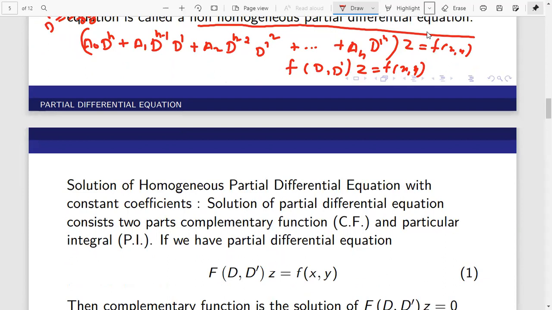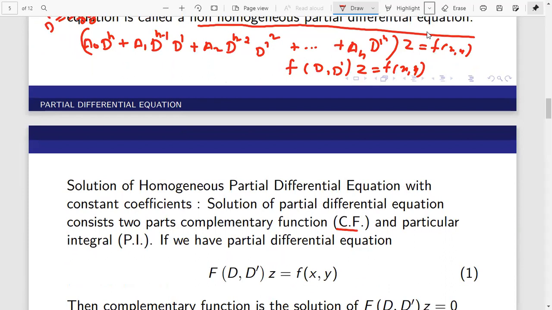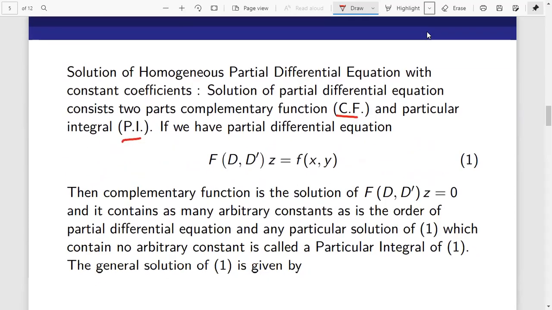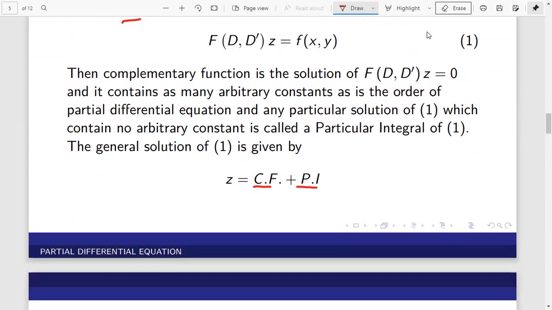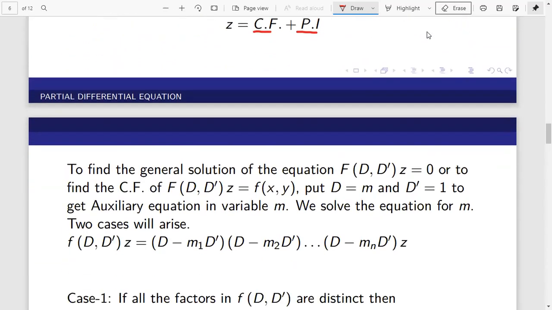The solution of the partial differential equation has two types: one is complementary function and another is particular integral. First, I need to find the complementary function, then the particular integral. Now we will see how to find the complementary function. The complementary function is given by f of D comma D dash z equal to 0.